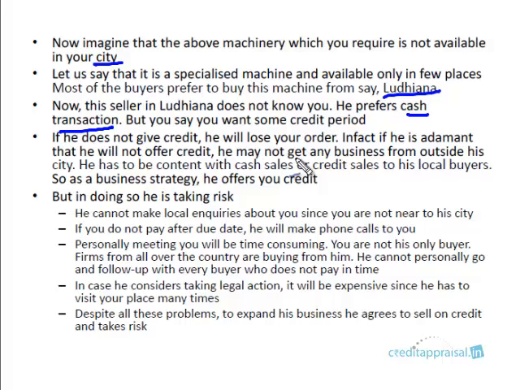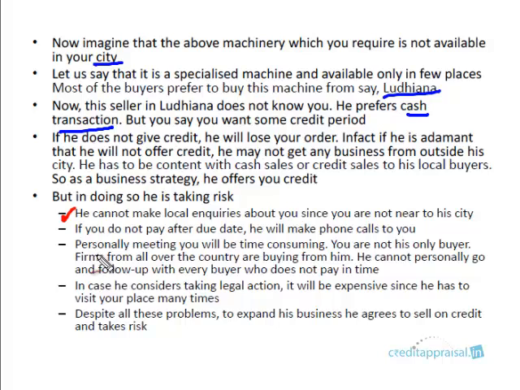So the problem for the supplier is, if he doesn't give credit, he will lose your order. Because if this is the way he's going to run his business, he will not get any business outside Ludhiana. He has to be content with business from his city. So he has to deal with credit sales to expand his business. But in doing so, he's taking a risk. What are the various risks he's taking?